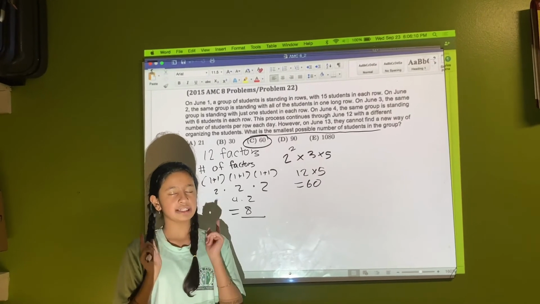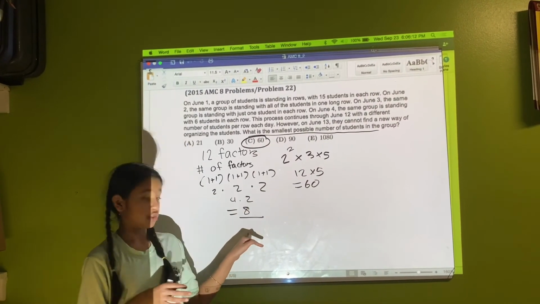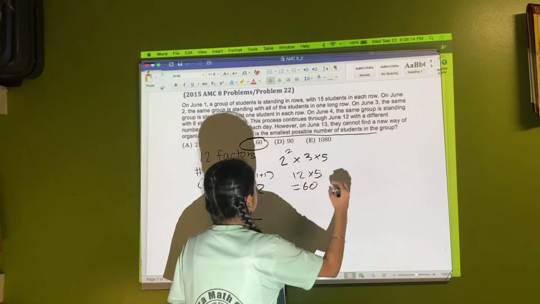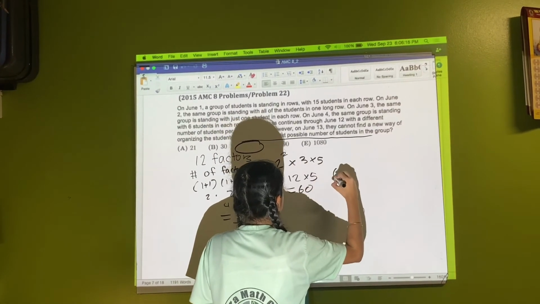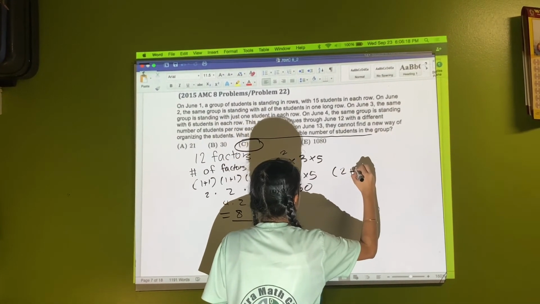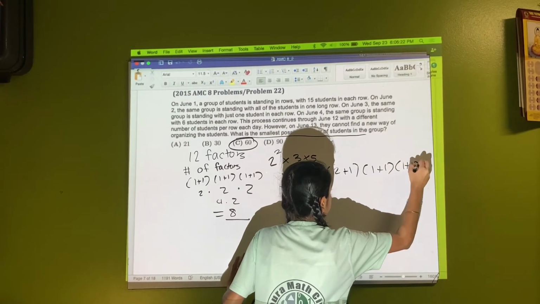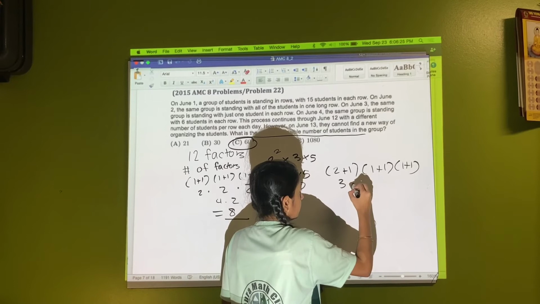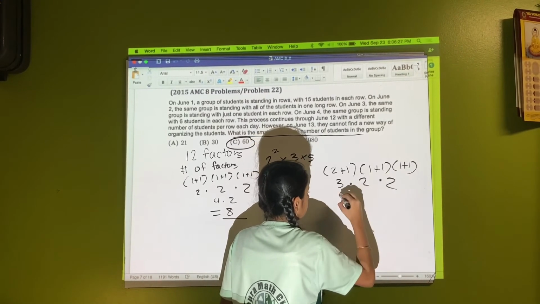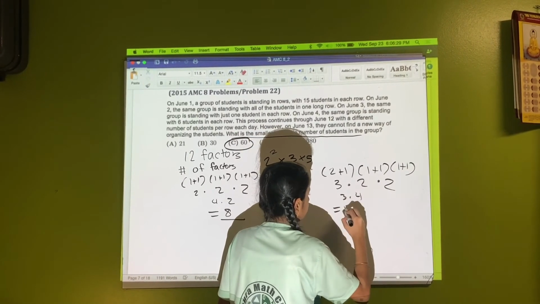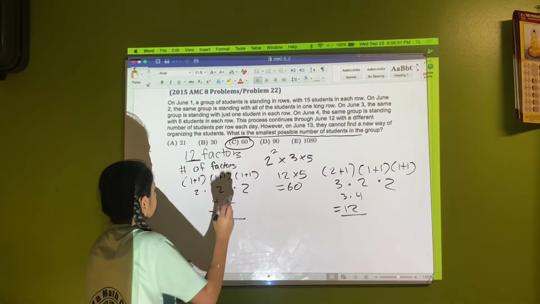Just because I squared it, let's make sure one more time that this gives us 12. Okay? 2 plus 1, 1 plus 1, 1 plus 1. 3 times 2 times 2. 3 times 4 is 12, which is the same. So that's good.